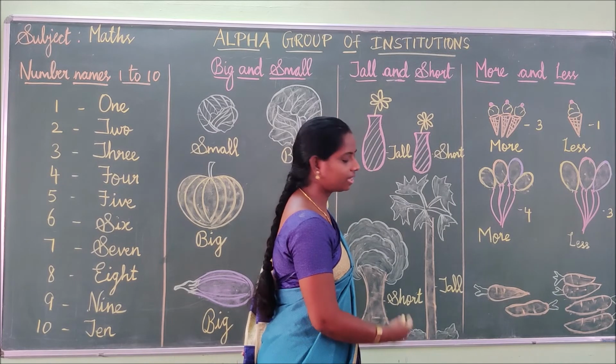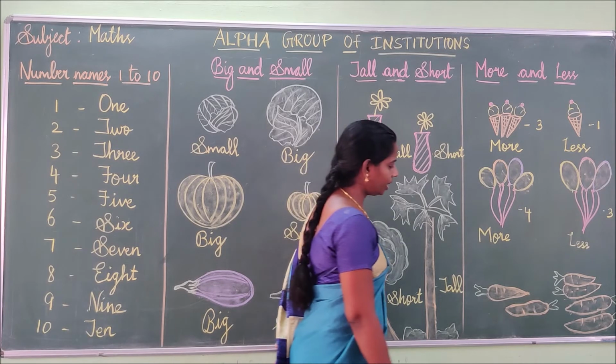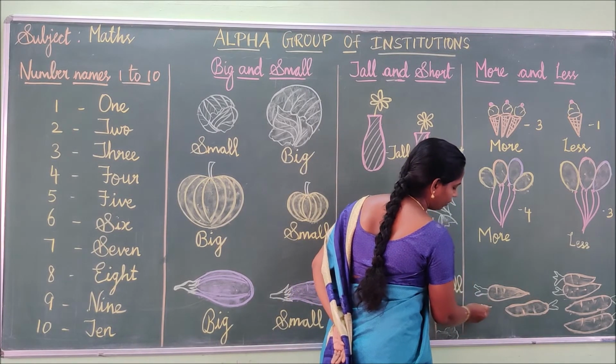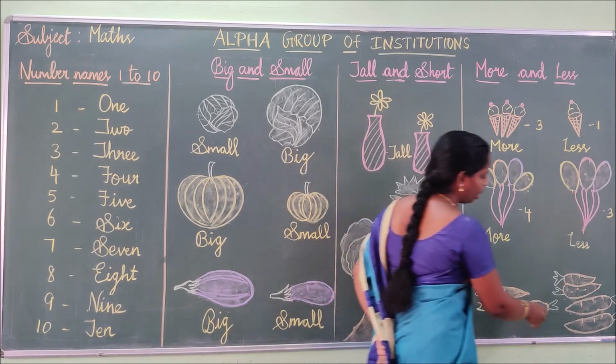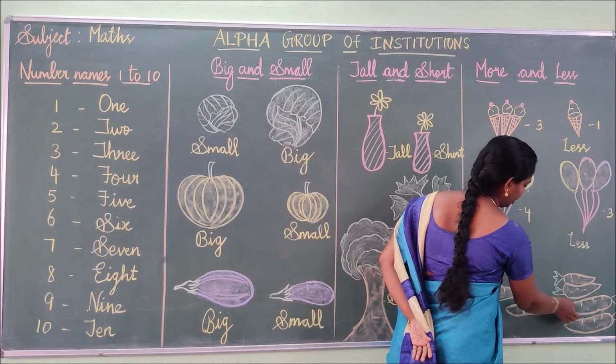What is it? Carrot. What is it? Carrot. Shall we start counting? See how many carrots are there? 1, 2. We have 2 carrots. And see, shall we count these carrots? See, 1, 2, 3, and 4.